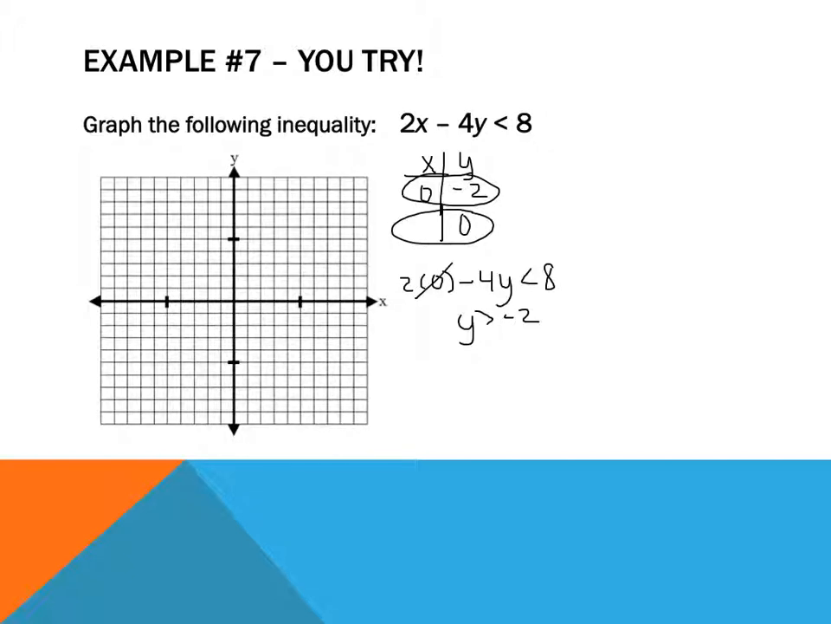Second point says substitute in 0 for y. So I have 2x minus 4 times 0 is less than 8. That's just 0. So if I divide by 2, I get x is less than 4. Again, all I really care about is that 4. Okay, now I have 2 points, 0, negative 2, which is right here, and 4, 0, which is right here. I'm ready to connect them. Because my inequality does not have an equal sign, it's going to be dotted, not a solid line.